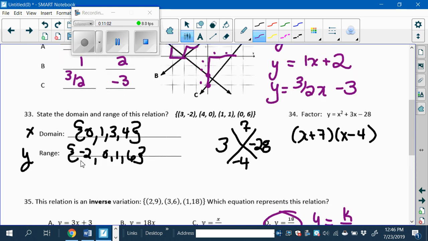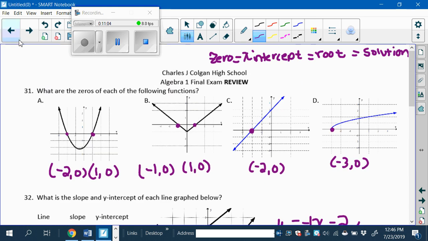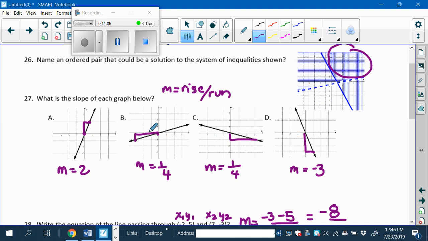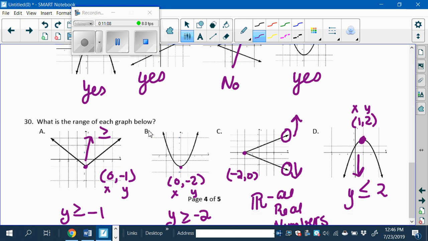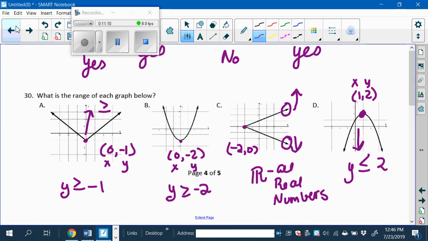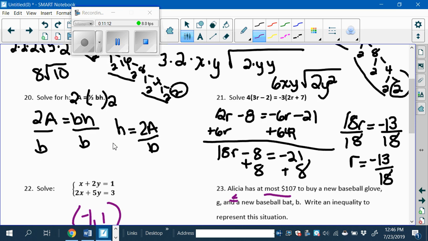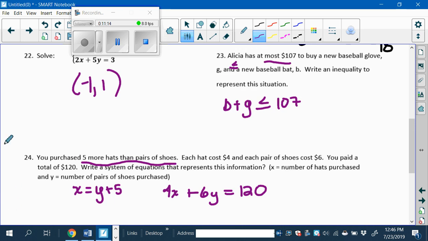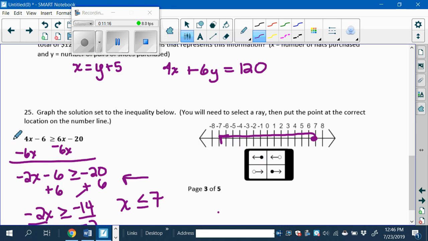Okay, well, that is the end of our final exam review. Remember, if you have this entire thing filled out, you can take it to the final exam when you take it, and you could be done.